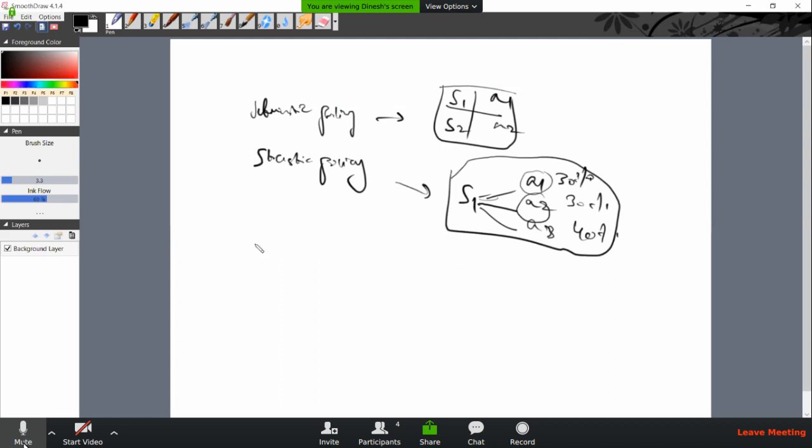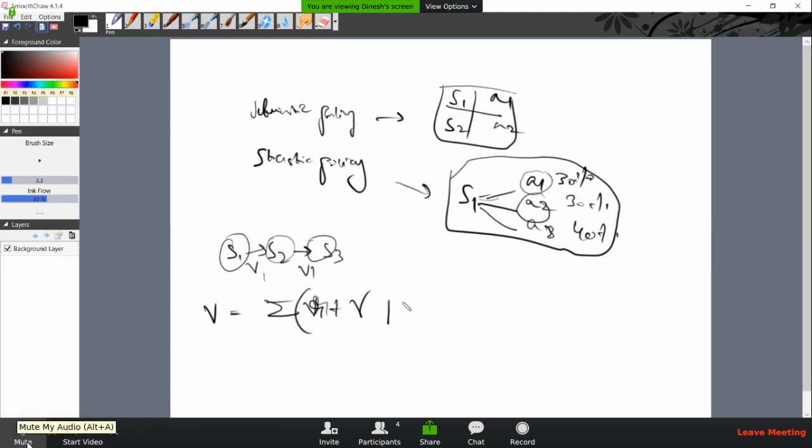And then you are making these transitions, S1, S2, S3. Whatever transitions you are making, you have to find the value functions for them. So your final value function is a summation of all these value functions. It is nothing but your immediate reward R plus gamma into the state transition probability, the reward you are going to have.